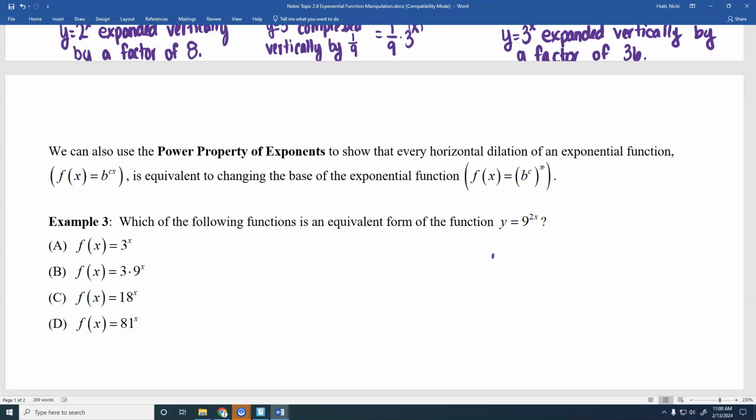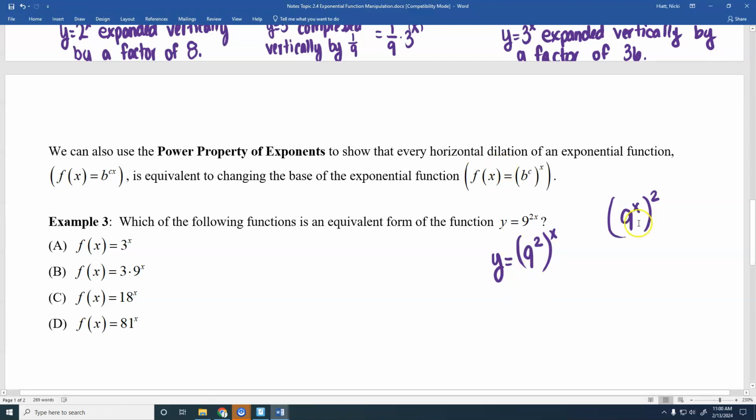But this also can be written this way, 9 to the second to the x power, right? It also could be written this way, 9 to the x squared. It really doesn't matter which one's on the inside and outside. But if I'm changing the base here, this one's the one that's useful because I can't do 9 to the x, so it would just be a more complicated function. But here I can do 9 squared. What is 9 squared? 81. So this is 81 to the x power. So D would be equivalent to 9 to the 2x.